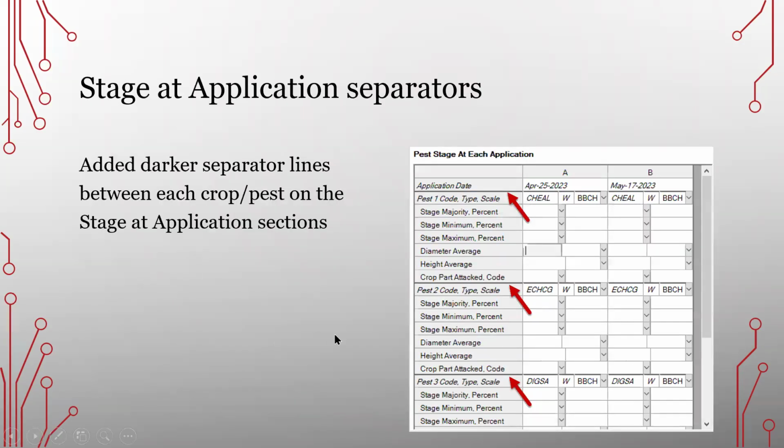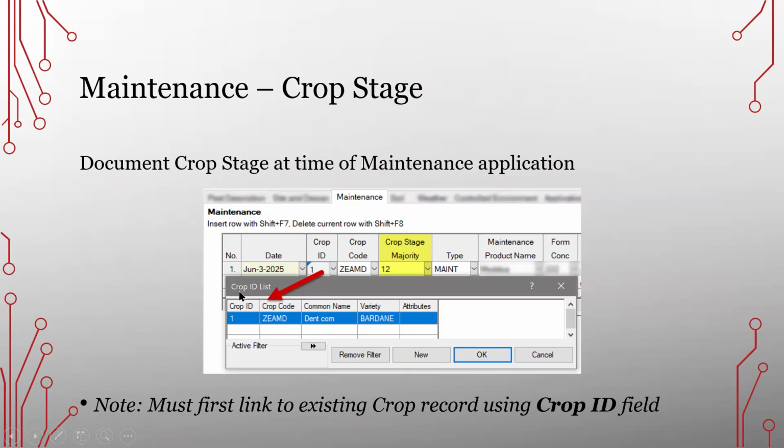Again, it'll only show what is in that current trial, and you can choose which crop. And then that way we know what stage scale, for example, you're using for that crop. It's one of the reasons why we have to have that linkage first, even if you always have just one crop.